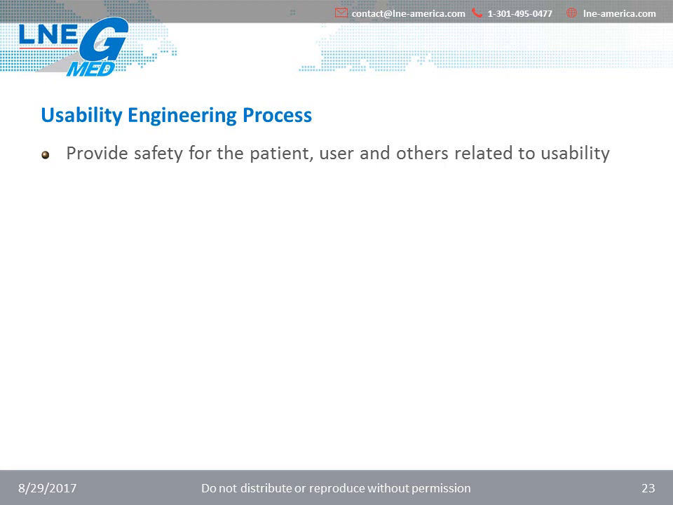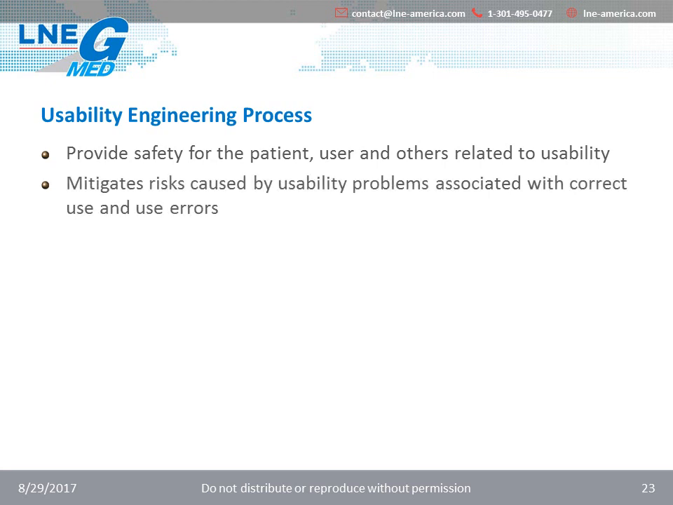related to usability. To achieve this, the usability engineering process mitigates risks caused by usability problems associated with correct use and use errors. In fact, manufacturers can use the usability engineering process to analyze, specify, and evaluate the usability of a medical device. Implementing this process permits the manufacturer to deal with the unpredictability of a user and minimize use error.